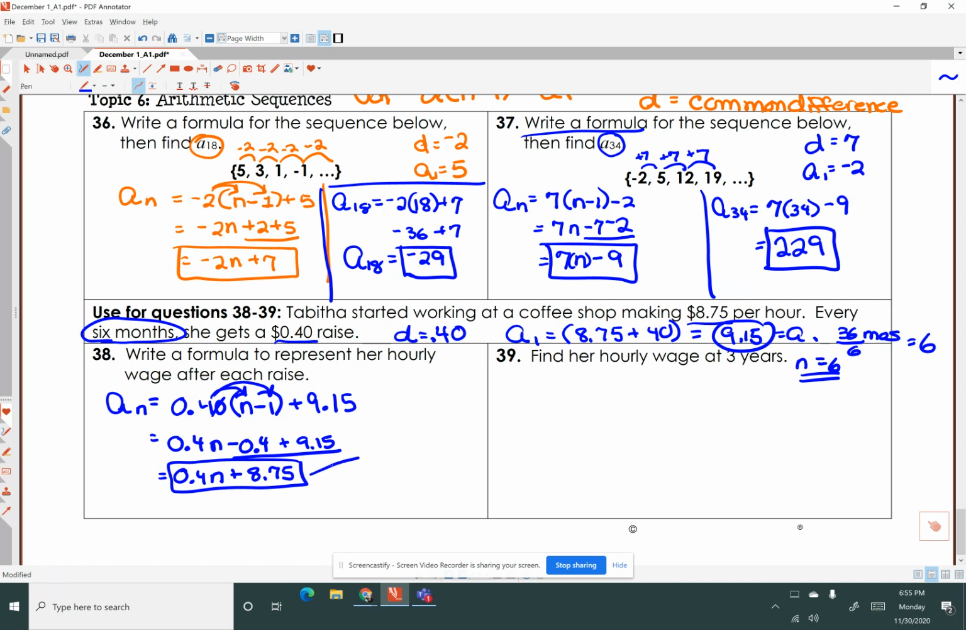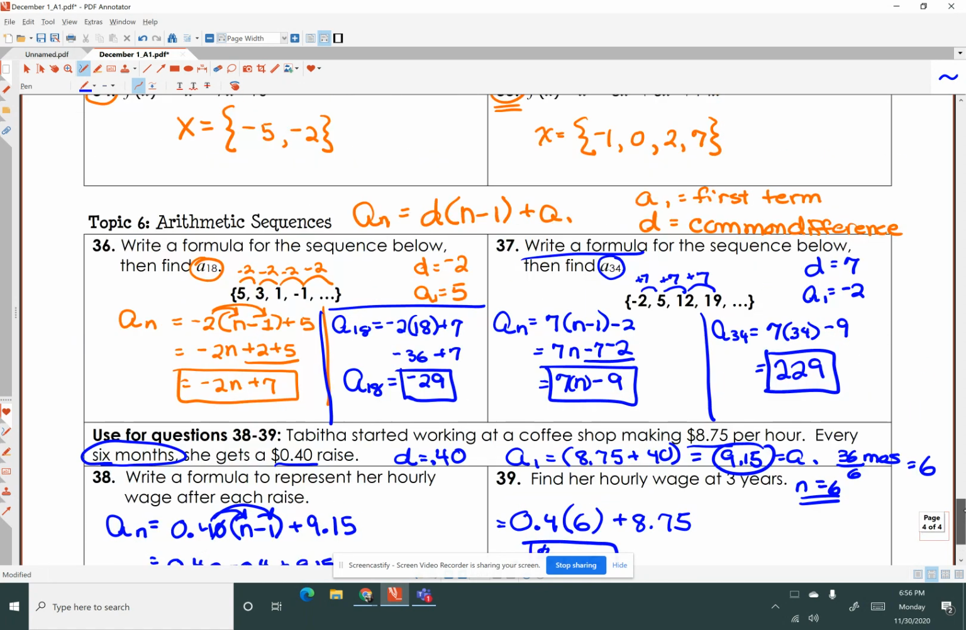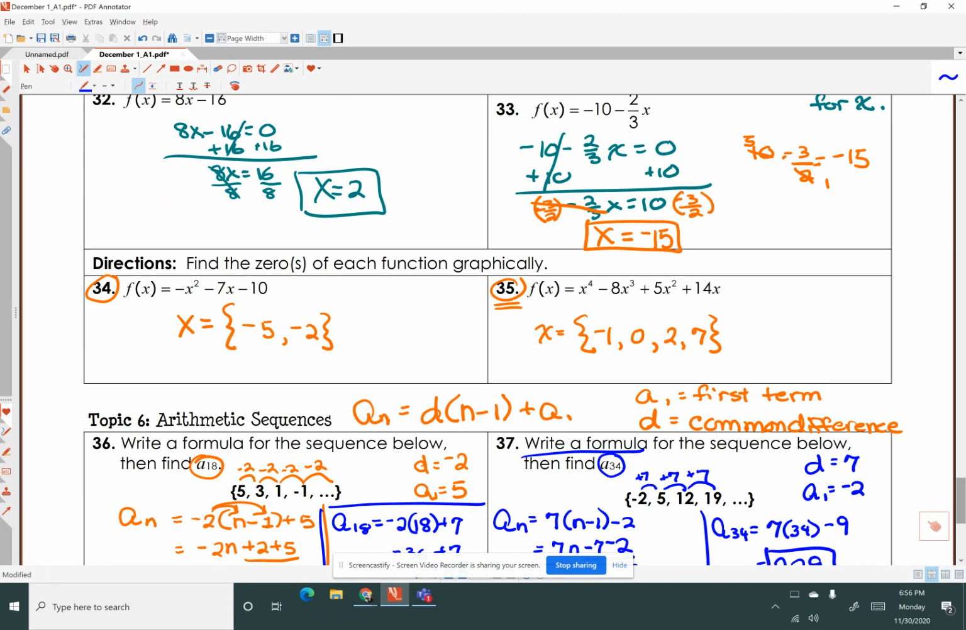So we start with our formula here, 0.4, and we substitute 6 for n, plus $8.75. And when we evaluate all of that, 0.4 times 6 plus $8.75, we have $11.15. And that is how much Tabitha will make after 3 years at the coffee shop. So we have a lot to chew on there.